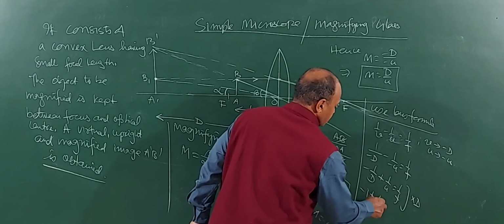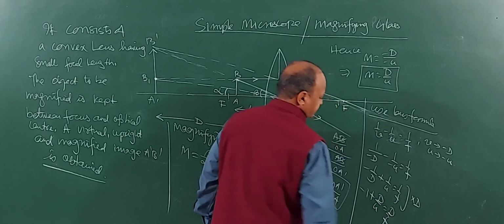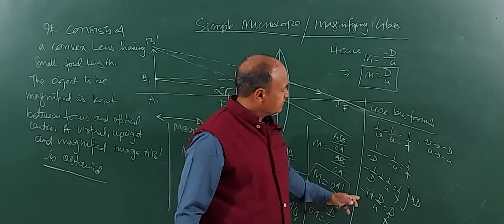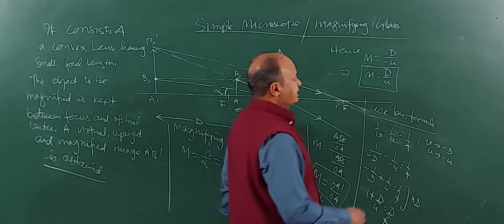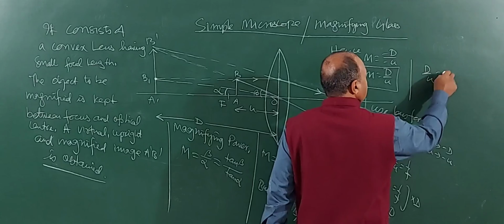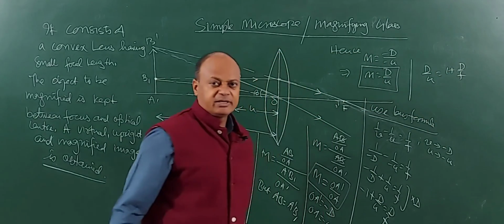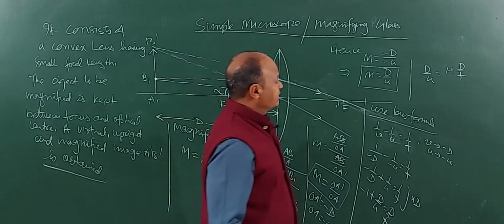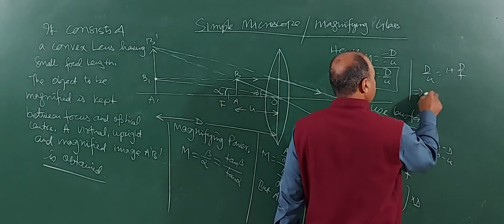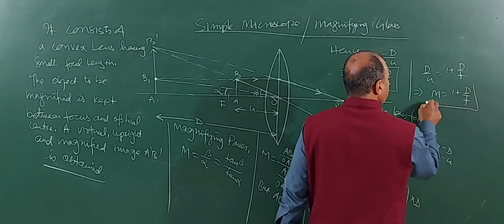Minus 1 plus D by U is equal to D by F. So if I take minus 1 on the right hand side, then you get D by U with 1 plus D by F. And how much is D by U, children? D by U is what? Magnifying power. So this shows that M is equal to 1 plus D by F.